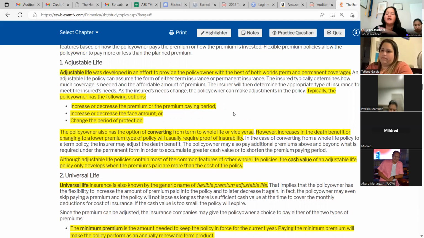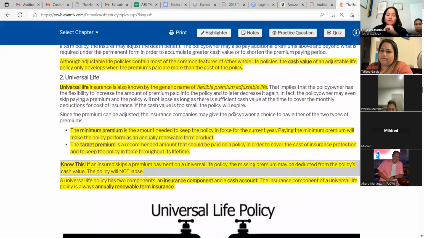Now, universal life. Universal life insurance is also known by the generic name of flexible premium adjustable life. And when they start putting all these names around, that's when things get confusing. Just leave it at universal. So flexible premium adjustable life will be the universal life, okay? That implies that the policy owner has the flexibility to increase the amount of premium paid into the policy and to later decrease it again.